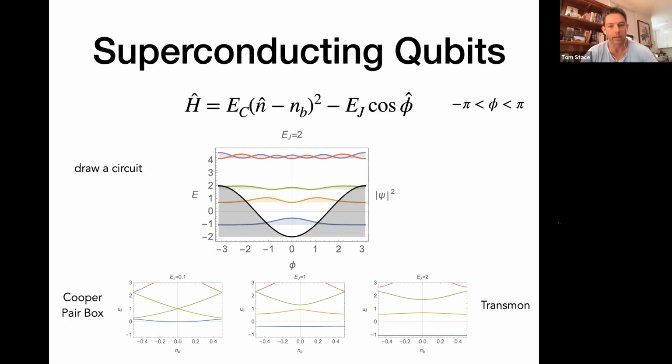So the first conclusion is that the charge operator n, which is the Fourier transform of the flux, is going to be discrete. So the spectrum of the charge is going to be a discrete coordinate.